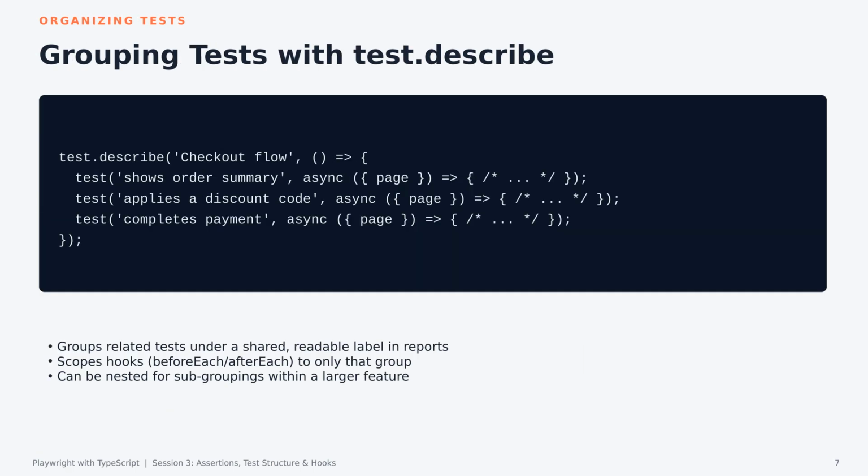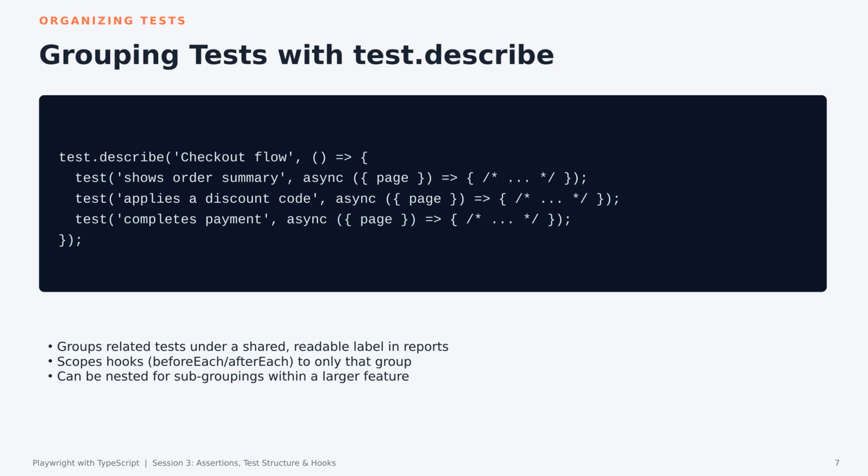Let's move into organizing tests. test.describe is how you group related tests together. Here's an example. test.describe('checkout flow'), and then inside it 3 separate tests, one for showing the order summary, one for applying a discount code, one for completing payment.